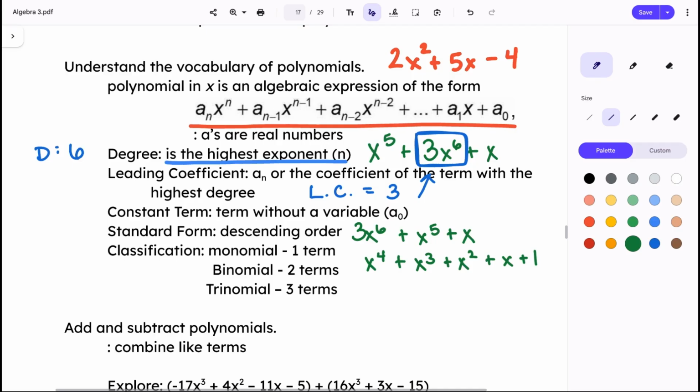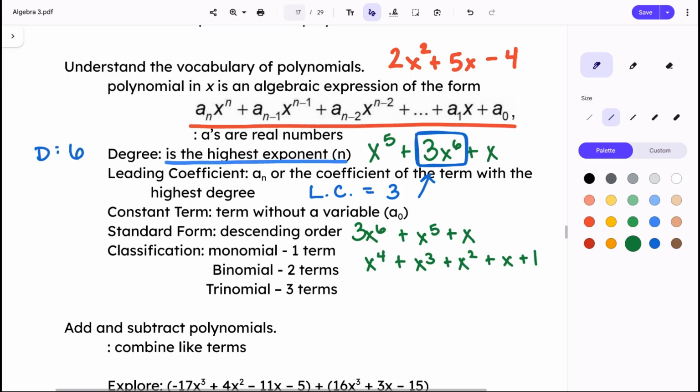So anytime you're working with a polynomial, I would make sure it's in that order first before you try to start answering any questions, because if you don't pay attention to what they did, you might miss the actual degree and leading coefficient if they hide it farther down, because they will do that sometimes. So just try to make sure you're paying attention.